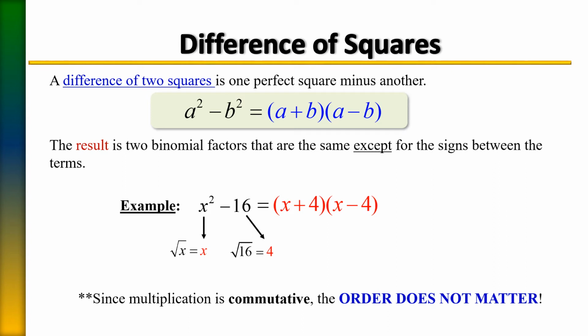Does it matter which one is first, whether x minus 4 is first or x plus 4 is first? No, it does not. Multiplication is commutative, which means order does not matter. For example, 3 times 5 equals 15. It's the same as 5 times 3, which still equals 15. And there you have a difference of squares.